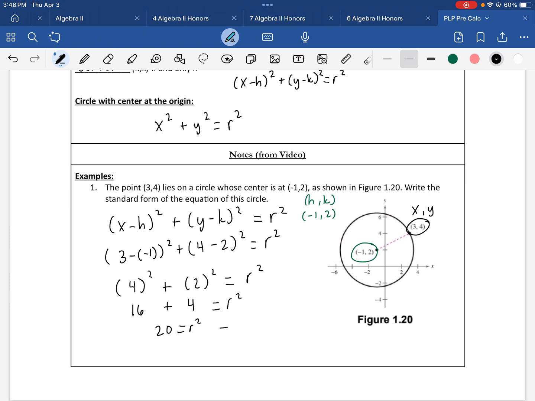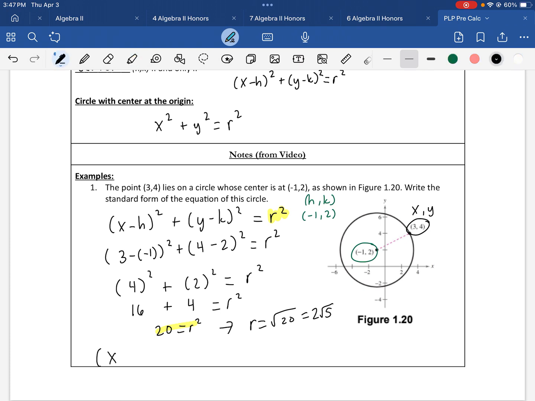Now, typically, if you're trying to find your radius, you're going to take the square root of 20 and then get to 2 square roots of 5 as your radius value. However, since we are just writing the equation of the circle, r squared is actually what we need in our formula. So we can really stop right there.